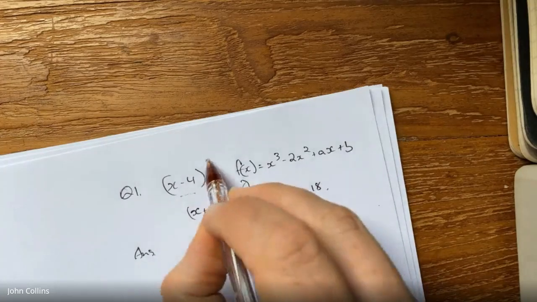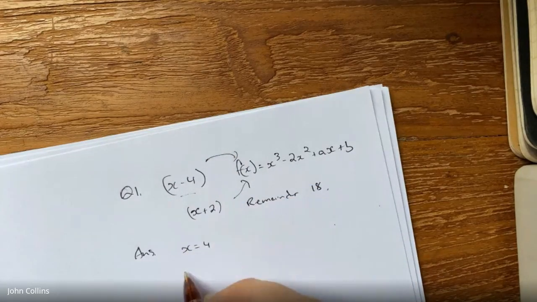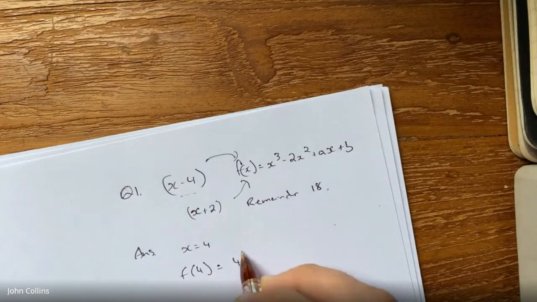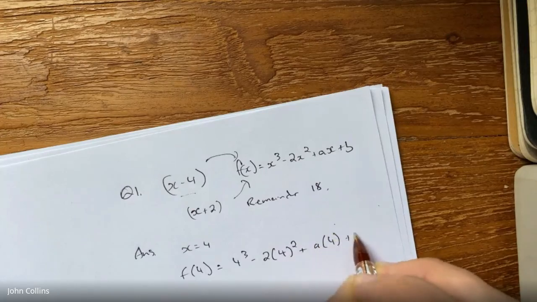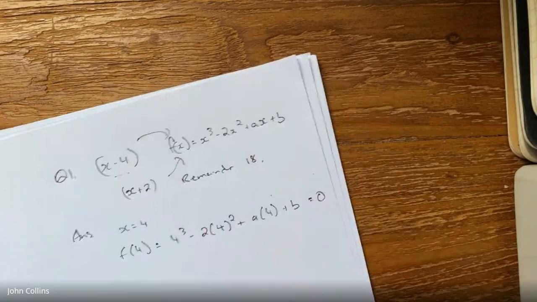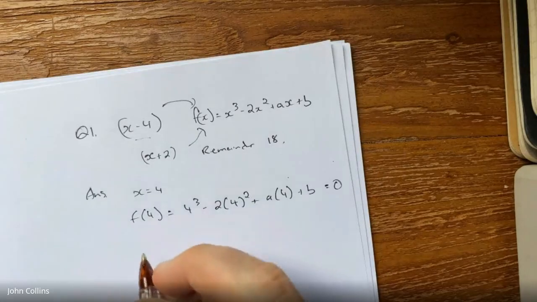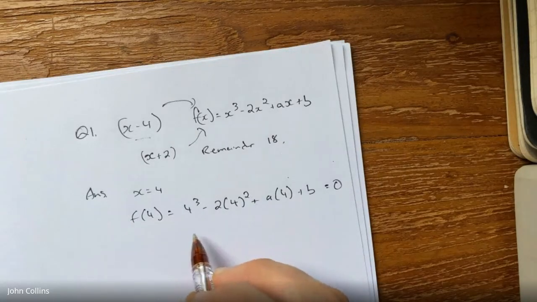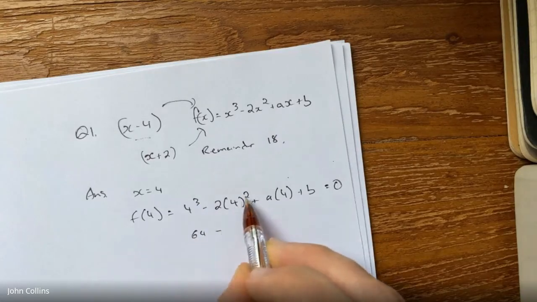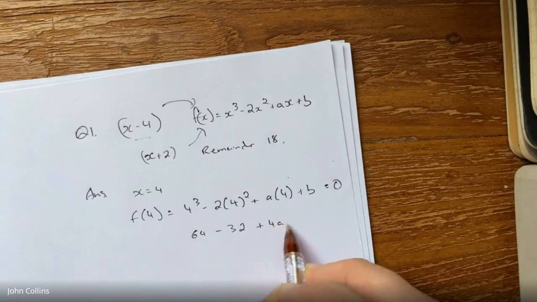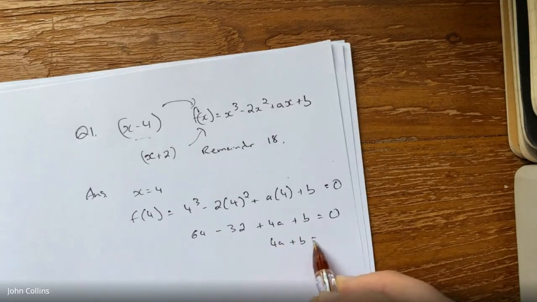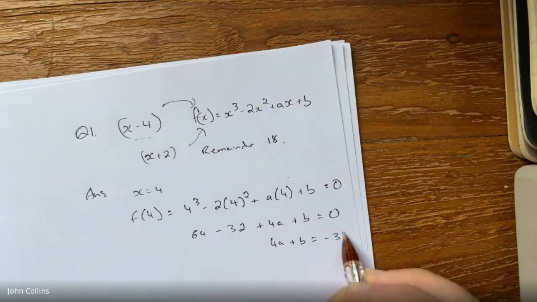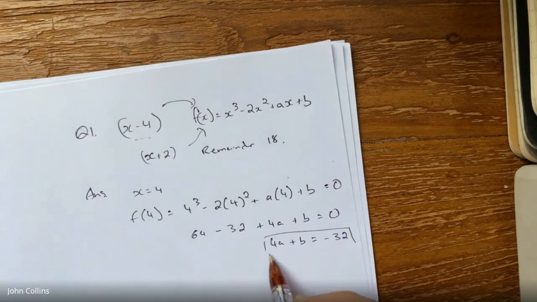So factor theorem, x equals 4 can be subbed into that function. So the function with 4 in it is 4 cubed minus 2 times 4 squared plus a times 4 plus b. And now we know that equals 0, because it is a factor. When I multiply all that out, I will get 64, take away 32 plus 4a plus b equals 0. Now I'm very happy with this because I get an equation in a and b, 4a plus b equals minus 32, I think, if you rearrange it. So that's one equation, 2 unknowns.